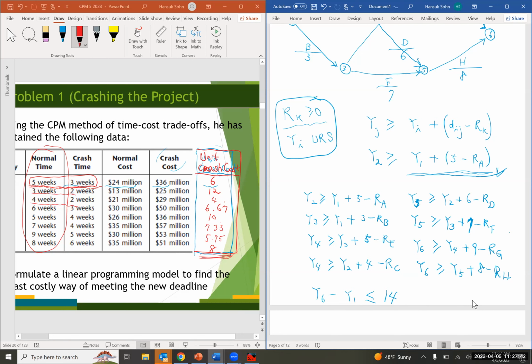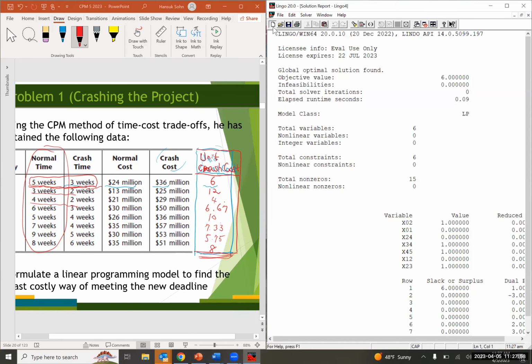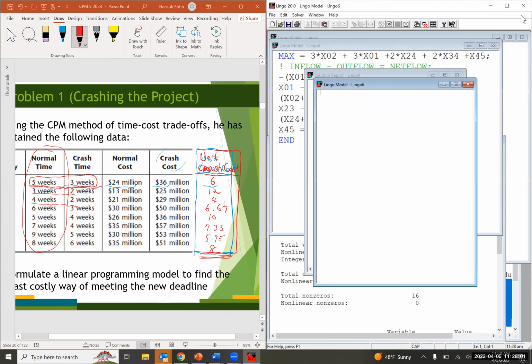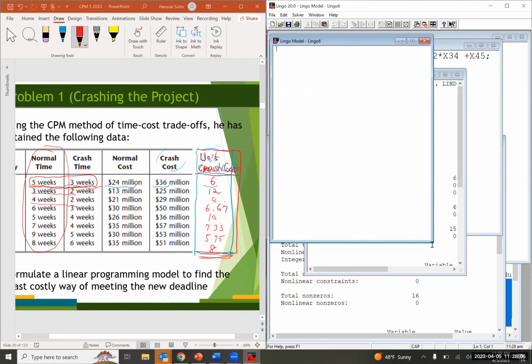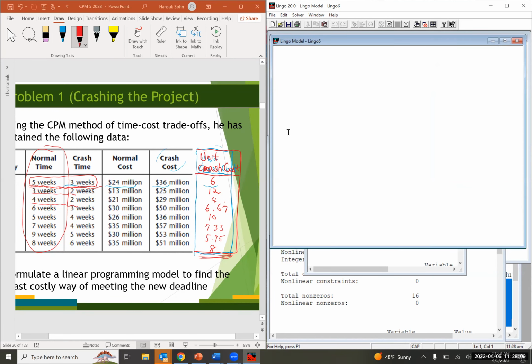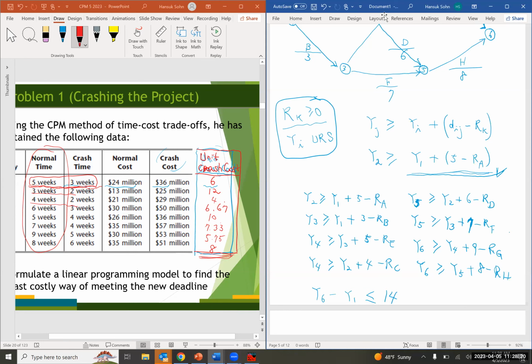So let's put them in the Lingo model, okay? So I'm going to open the new window. Make sure, okay, we need to use Lingo input because it does say Lingo model, right? So I'm going to use Lingo input for that. We'll bring in here.